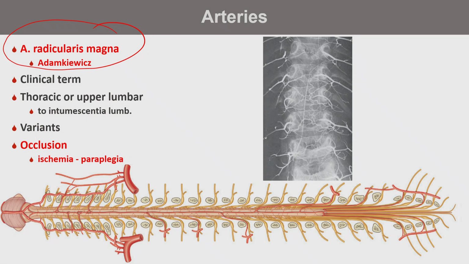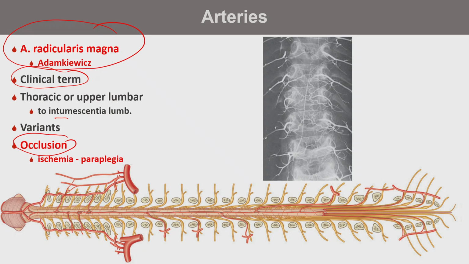It could be in the dorsal, thoracic, and proximal lumbar region, from lumbar arteries or intercostal arteries. But in some kinds of organization of vessels, it could also be from brachial arteries. This artery is named after Adamkiewicz. It is a very clinical term, and it's important that occlusion of this artery leads to severe ischemia of a lumbar segment and then to paraplegia of the patient.